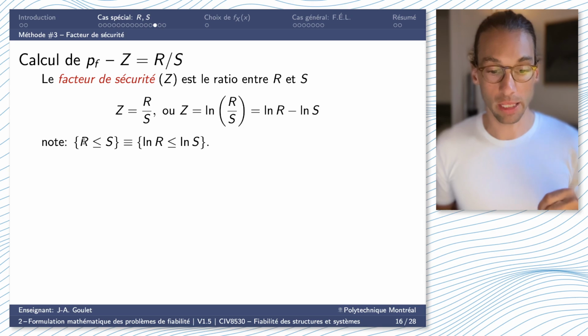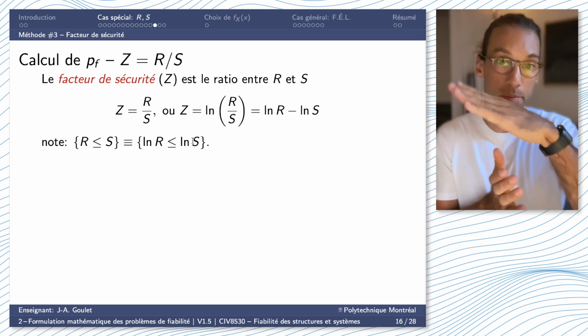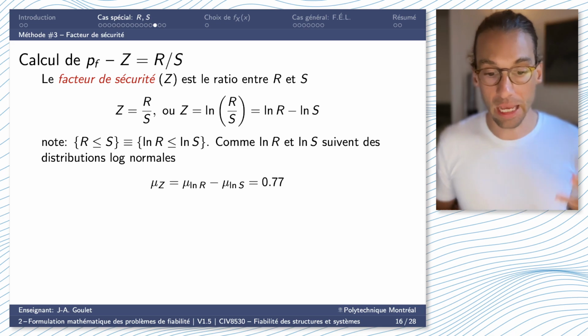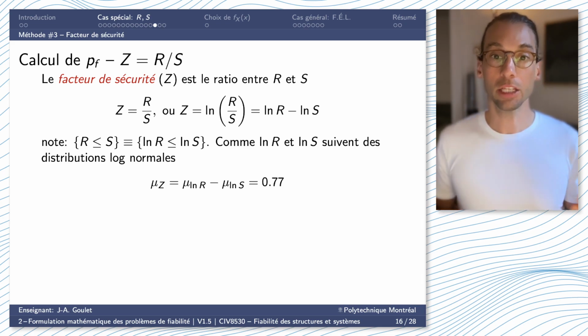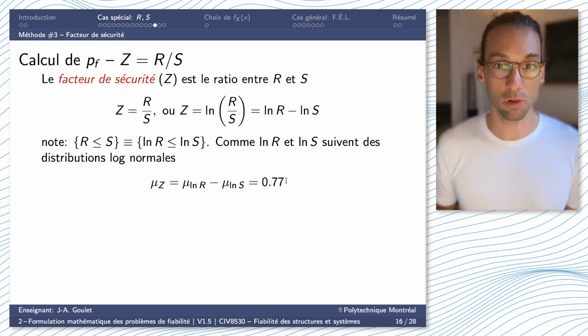So keep in mind as well that the case where R is lesser or equal to S is equivalent to the log of R being less or equal to the log of S. So both define exactly the same limit function that separates the failure and the survival domain. And in this case, since log of R and log of S are following log normal distributions, I can directly use what we saw in module 1 for the review of probability density functions to compute the mean of Z exactly. Because when I'm dividing log normal random variables, I can directly subtract their expected values taken in the log space. That would give 0.77 for the mean of Z.